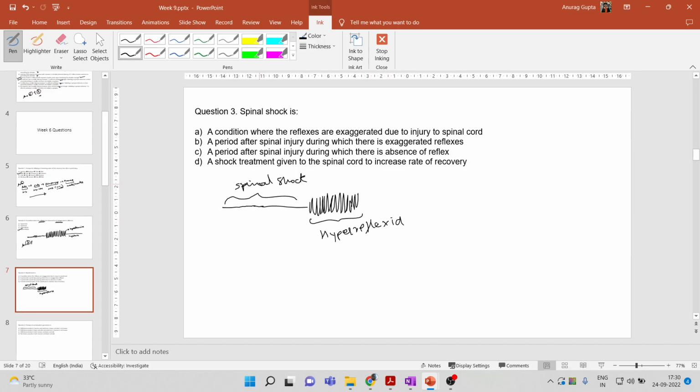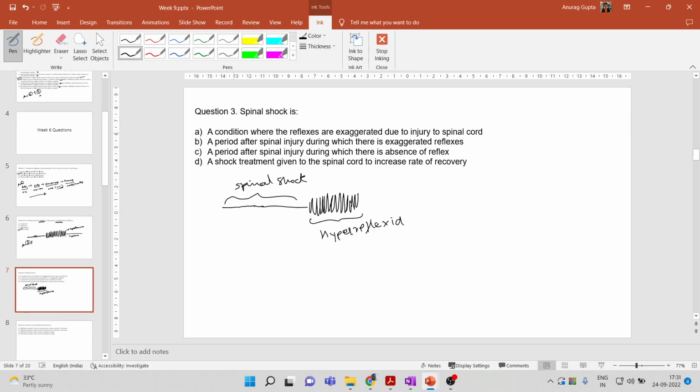The exact reason is not known, but it has been hypothesized that spinal shock can be due to decreased facilitatory inputs from the central nervous system or the higher centers. So that could be a reason. And why hyperreflexia happens is still not completely known.